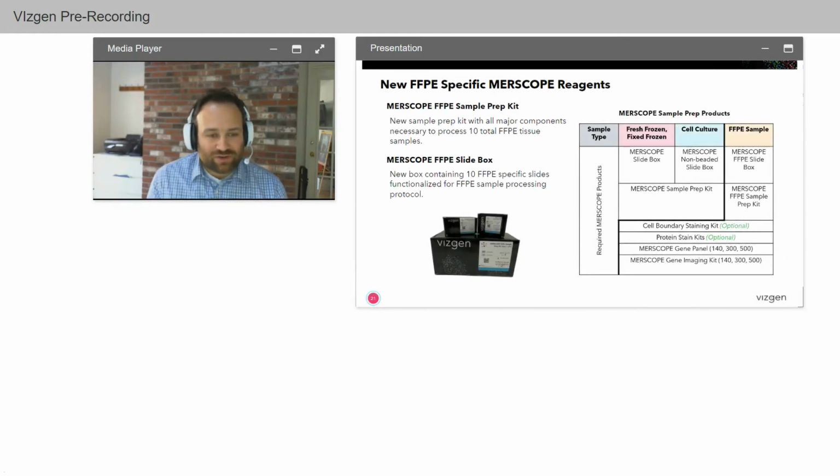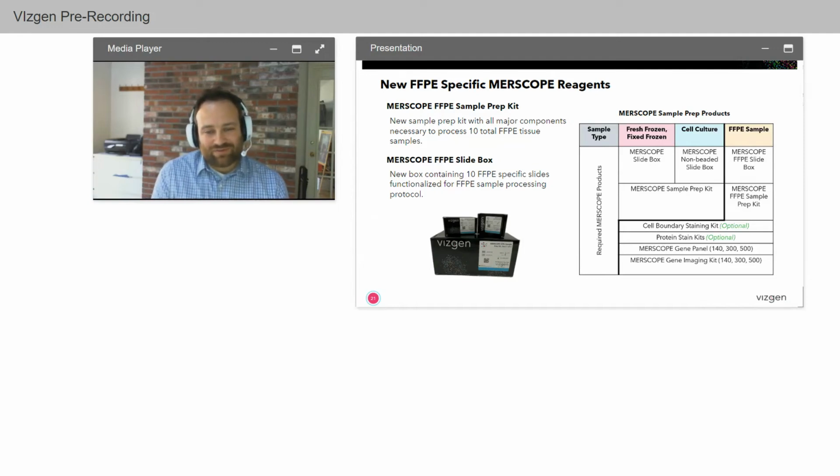So the first major component, as I mentioned, was our FFPE specific MERSCOPE reagents. Here we are releasing an FFPE sample prep kit. This is going to contain those new reagents needed to unlock those FFPE tissue samples. Together with that new sample prep kit, we are also going to be offering a new FFPE slide box. This is going to contain new, FFPE specific MERSCOPE slides that are going to be compatible with our FFPE sample prep kit.